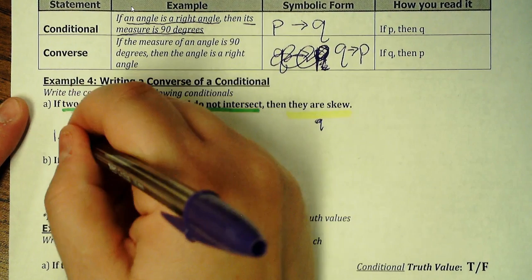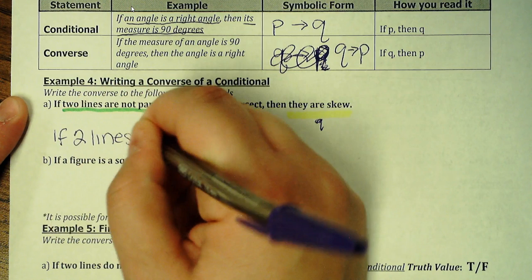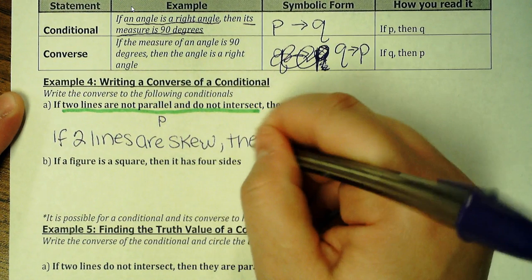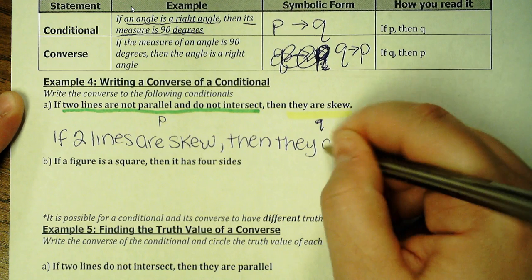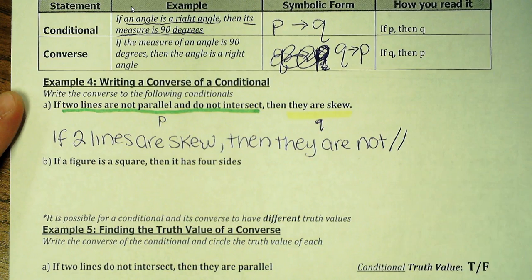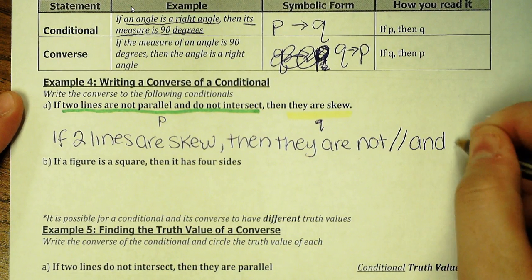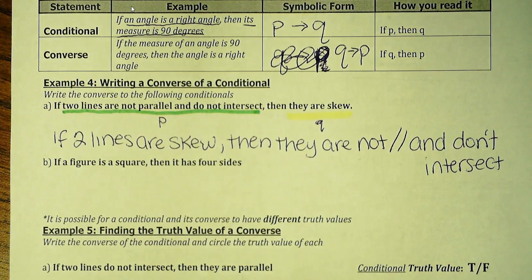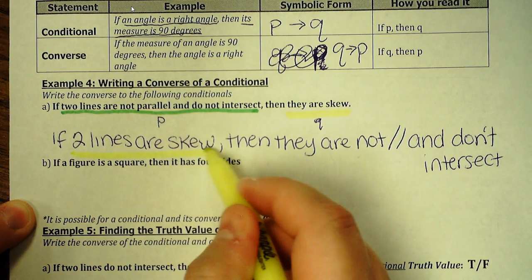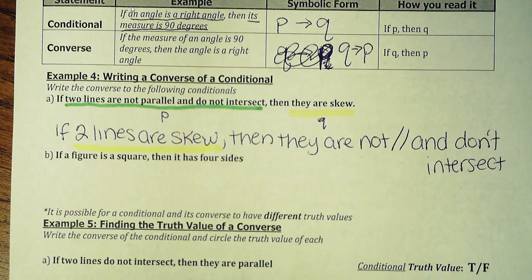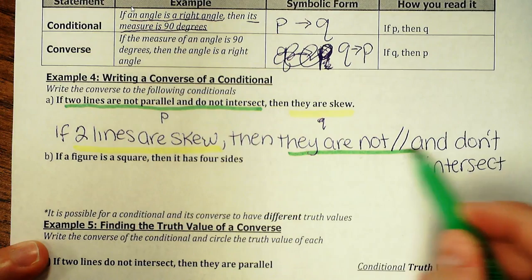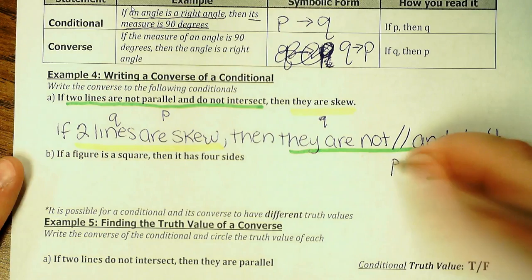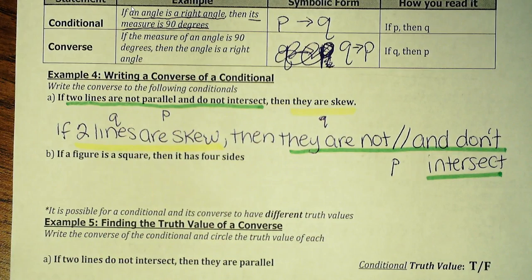But I'm going to write if two lines are skew, comma, and then I'm going to put this. Then they are not parallel, going to use that symbol again, and they don't intersect. So we're switching the hypothesis and the conclusion. So you can see this now. I'm saying two lines are skew, that would be that part. And now this conclusion, then they're not parallel and don't intersect. So from the original, this is now the Q and this is the P in opposite positions. So we're just going to try that one more time.